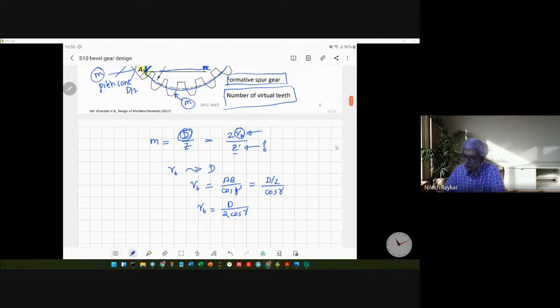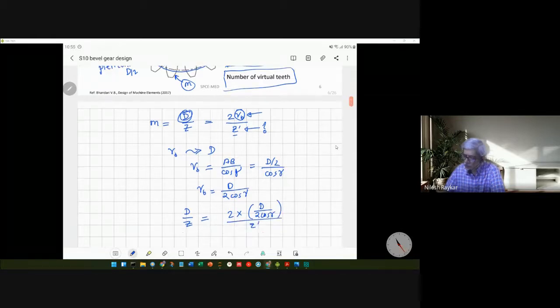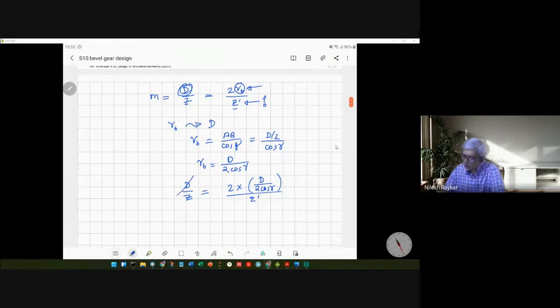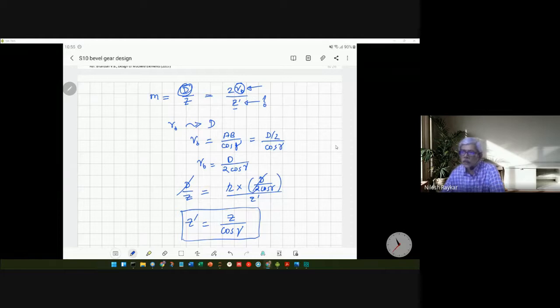So if we substitute that in the above equation, you get D by Z equal to 2 times D by 2 cos gamma divided by Z dash. So here the D gets cancelled, 2 gets cancelled, and we get the relationship Z dash equal to Z divided by cos of gamma. So this is the relation that we will use, similar to the helical gears. So the equivalent number of teeth on the formative gear for bevel gear will be given by this particular number.